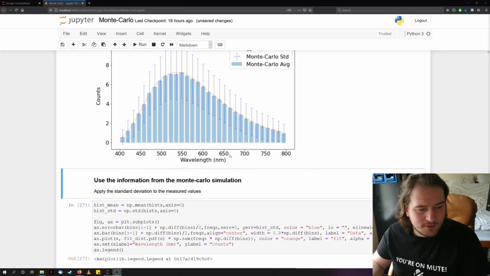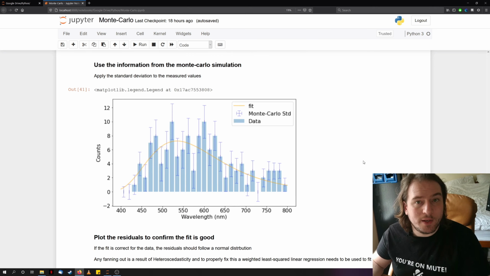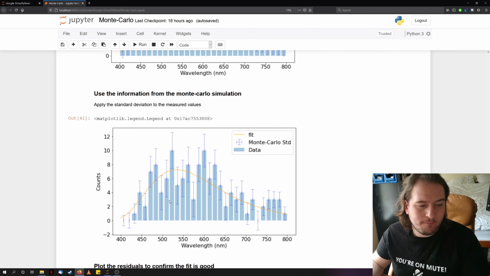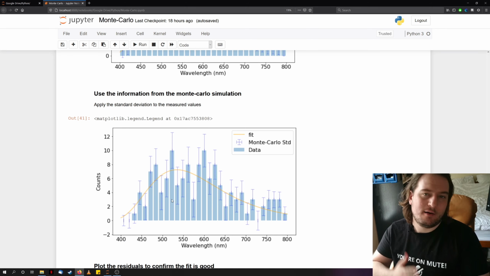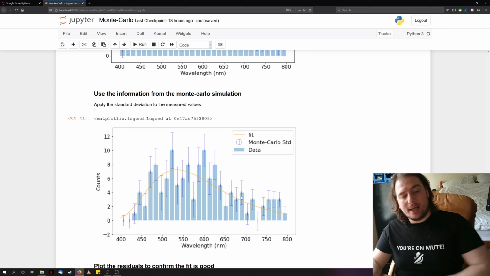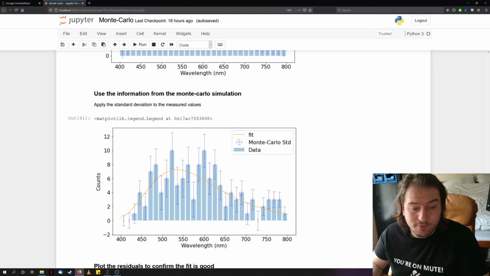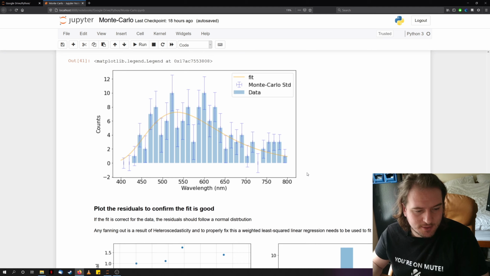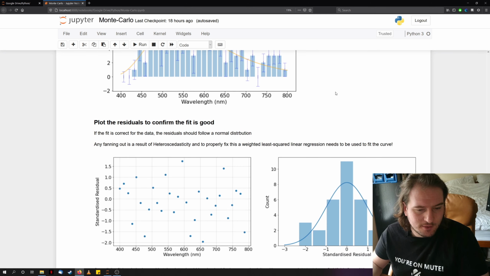And why is that important? So now we can use the information gained here, which is the standard deviation of each of those bins from our Monte Carlo simulation, and we can apply these standard deviations to the measured values, which is here. What we end up with is our original histogram in blue. So this is our measured data, or our pretend measured data. We now have an estimation of the standard deviation from each of those bins. And if this is a good fit, and if we have estimated our standard deviation well, we should be able to plot a normalized residual plot. So let's have a look.